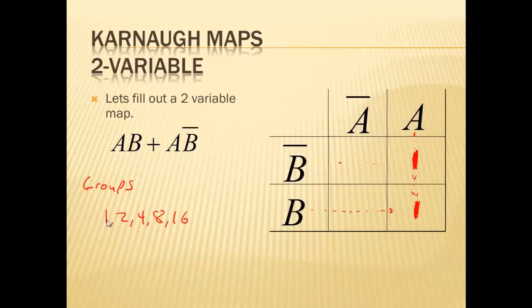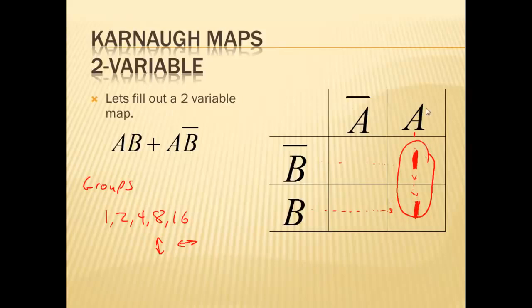But it's just like in binary, 1, 2, 4, 8, 16. So that's the only grouping numbers you can have. They can only go up and down and side to side. No diagonals. You cannot go diagonally. So if we look at this group, we've got a group right here of 2. So basically we're going to be able to simplify this.